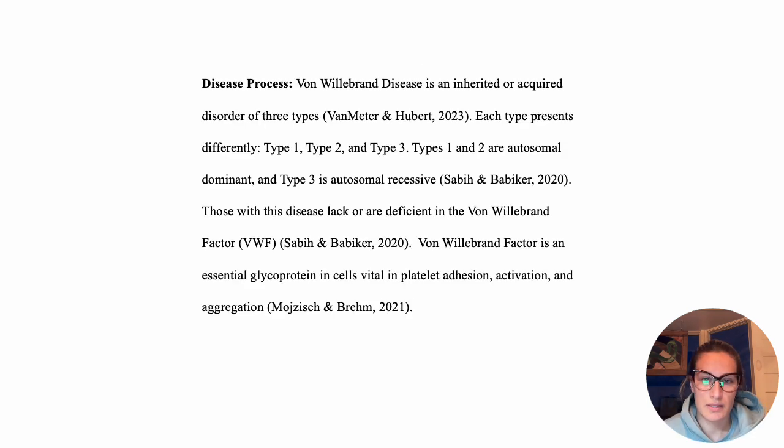Disease process. Von Willebrand disease is an inherited or acquired disorder of 3 types. Each type presents differently: type 1, type 2, and type 3. Types 1 and 2 are autosomal dominant, and type 3 is autosomal recessive. Those with this disease lack or are deficient in the von Willebrand factor. Von Willebrand factor is an essential glycoprotein in cells, vital in platelet adhesion, activation, and aggregation.